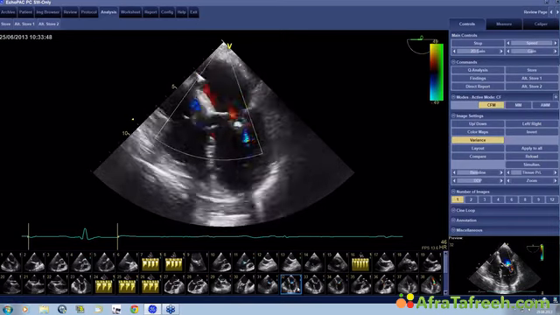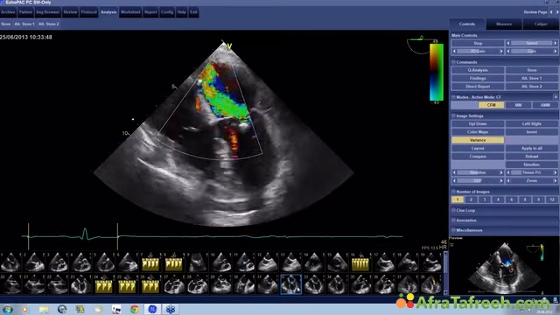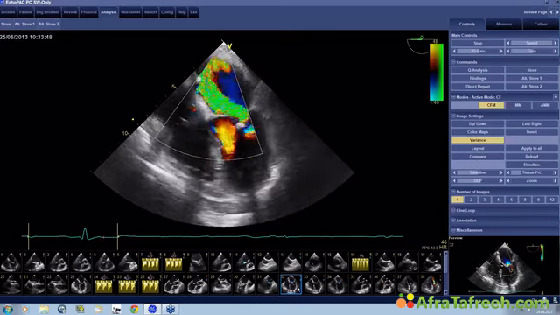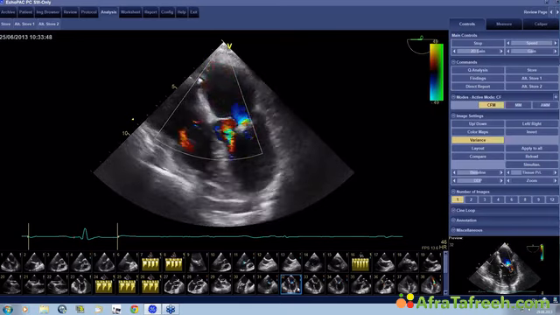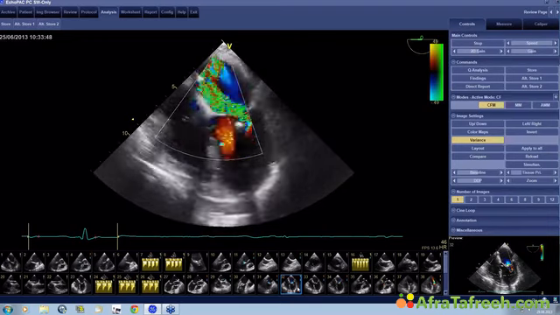Okay. So what are your thoughts on this? Any comments? Well, it does not look so good, actually.